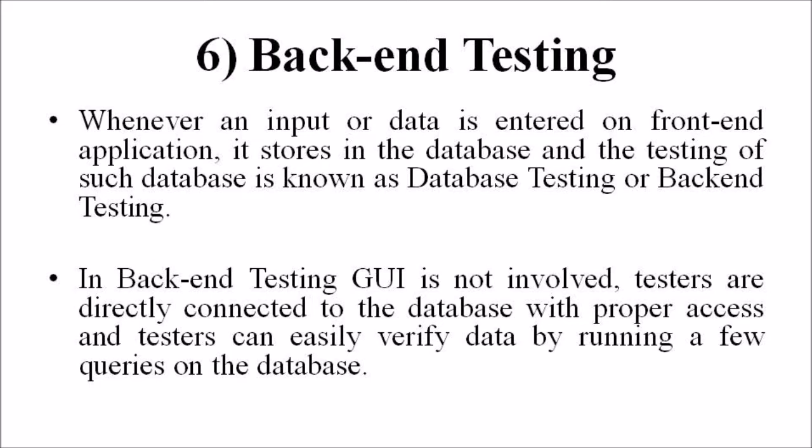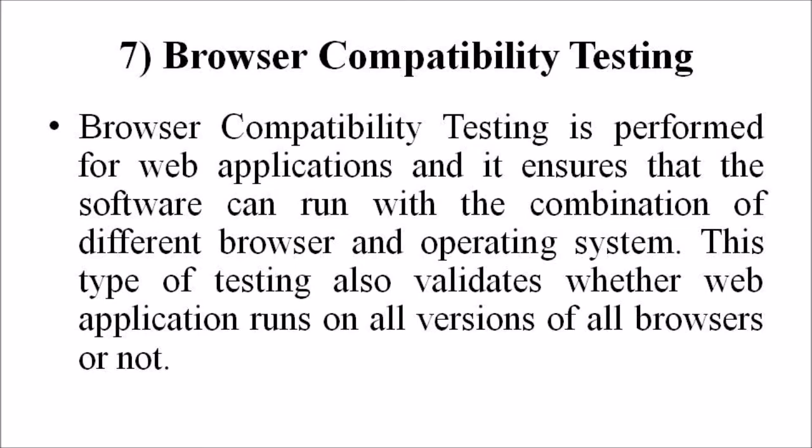Testers are directly connected to the databases with proper access, and testers can easily verify the data by running a few queries on the database. There can be issues identified like data loss, deadlock, data corruption, etc. during this backend testing, and these issues are critical to fix before the system goes live into the production environment. The seventh one is browser compatibility testing.